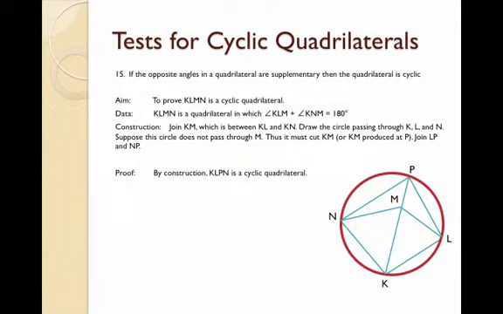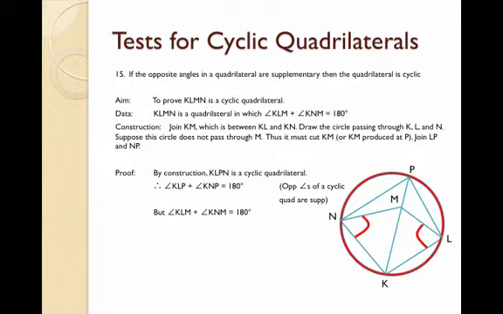Now, by construction we can see that KLPN is a cyclic quadrilateral because all the vertices go on the circle. So KLP and KNP equal 180 degrees because the opposite angles of a cyclic quadrilateral are supplementary. But we know that angle KLM and angle KNM are also 180 from our data. That's how we started drawing our quadrilateral. Therefore, angle KLP plus angle KNP equals KLM plus KNM, and that's because both add up to 180 degrees.